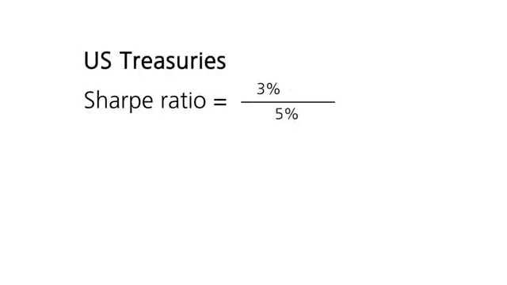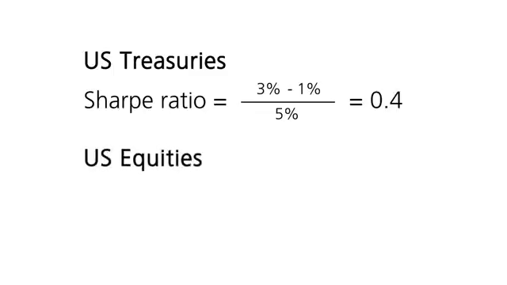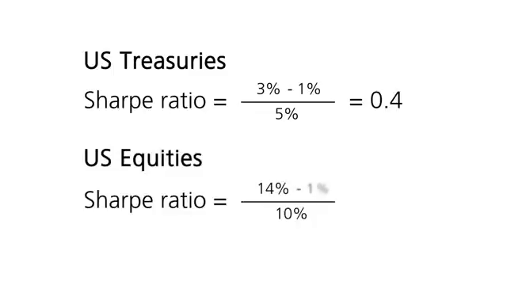Let's say that U.S. Treasuries have given us a return of 3% with a volatility of 5%, while the risk-free rate was 1%. That would make the Sharpe ratio 0.4, 2% divided by 5%. Now let's say that U.S. equities returned 14% with a volatility of 10%, similar to their return in 2014. That would give us a Sharpe ratio of 1.3, 13% divided by 10%. 1.3 beats 0.4. In this example, equities have delivered a far superior risk-adjusted return. If only that were always the case, our job would be easy.